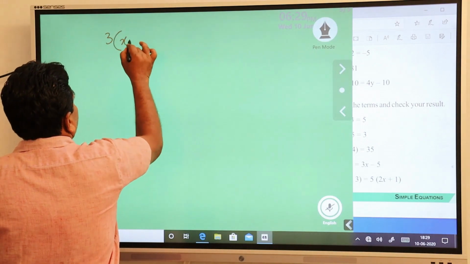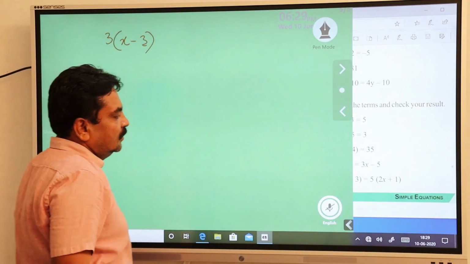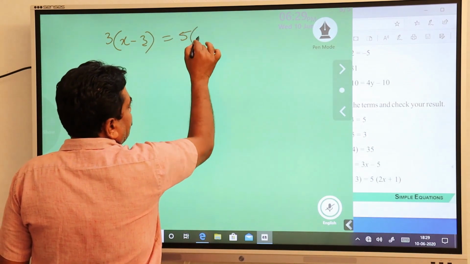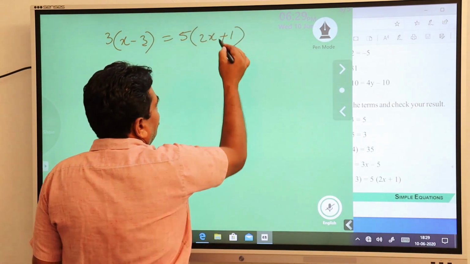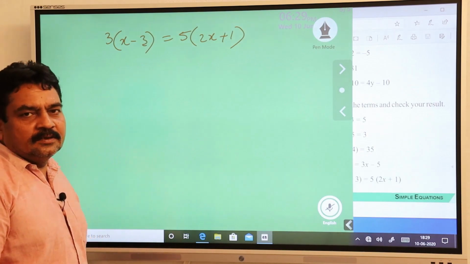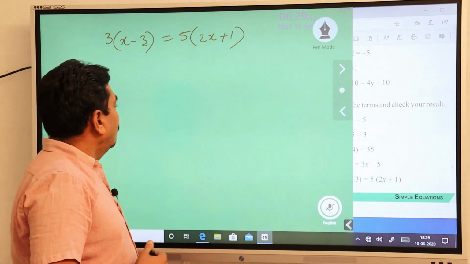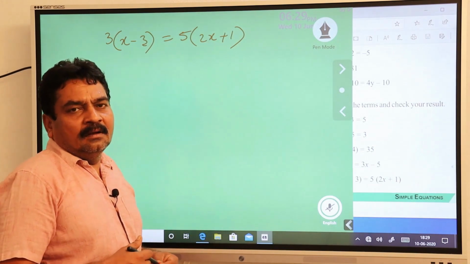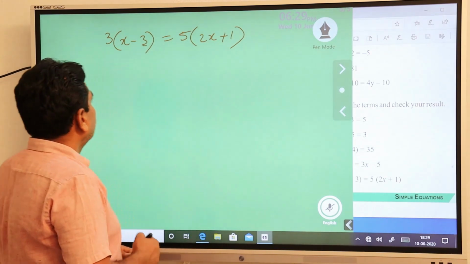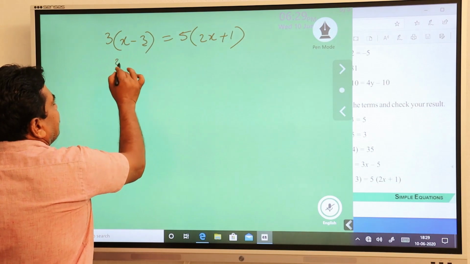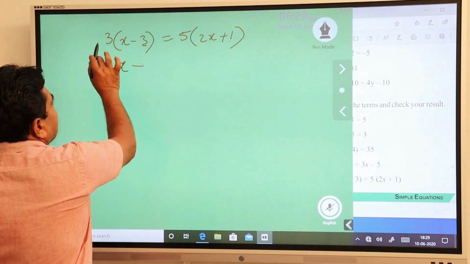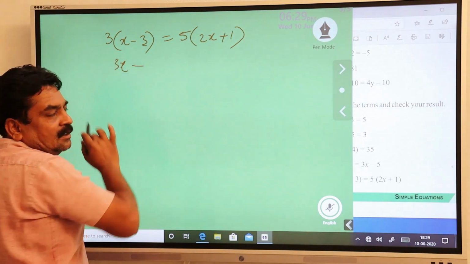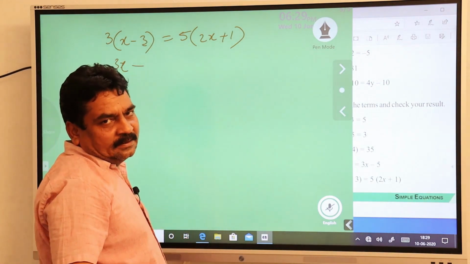3 into x minus 3 is equal to 5 into 2x plus 1. This is your question. First, we'll open the brackets with respect to the values outside. 3 into x is 3x, minus, that is plus into minus is minus. Here you don't have any sign, so naturally you take it as positive.